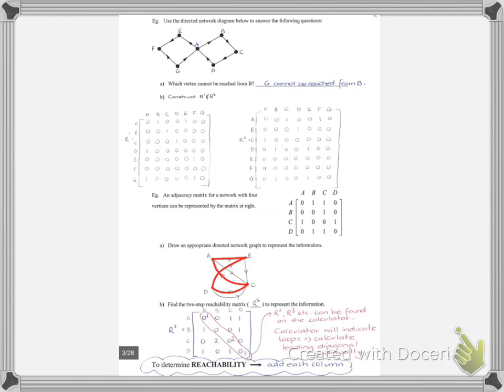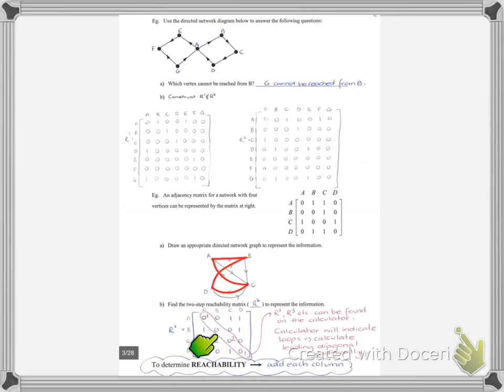Now it's interesting that rather than having to work out all the 2-step reachabilities, there's a much easier way of doing this. We can actually take the 1-step reachability matrix here and square it. And we can put that into our calculator and square the matrix. And likewise we can do that for a 3-step reachability as well. And that will provide the correct number of reachabilities, etc. in this matrix.